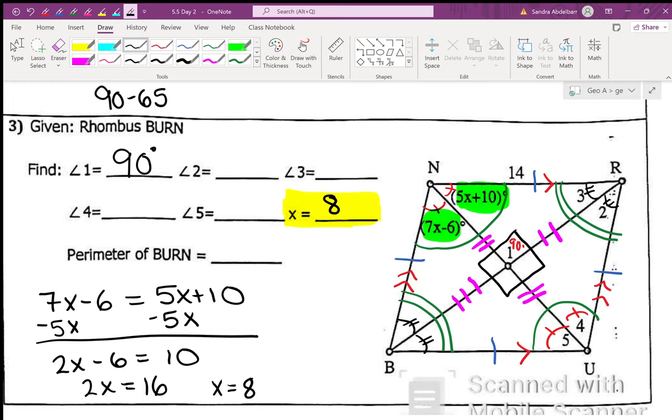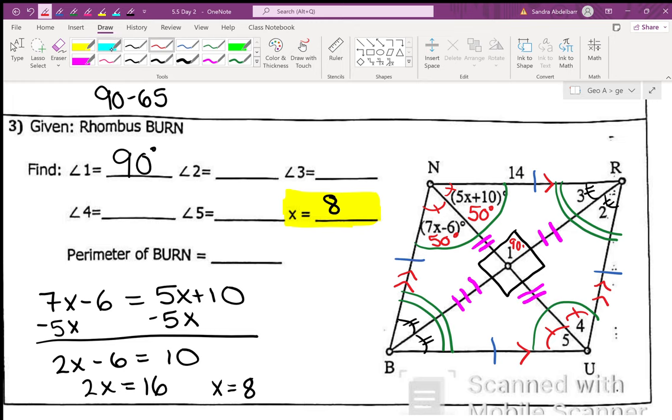Now that I know that x is equal to 8, now I can go ahead and find the measurements for these two angles by N. So if x is 8, 5 times 8 is 40 plus 10 is 50. That means these two angles by N are 50 degrees. All right, let's go ahead and now find angle 3.